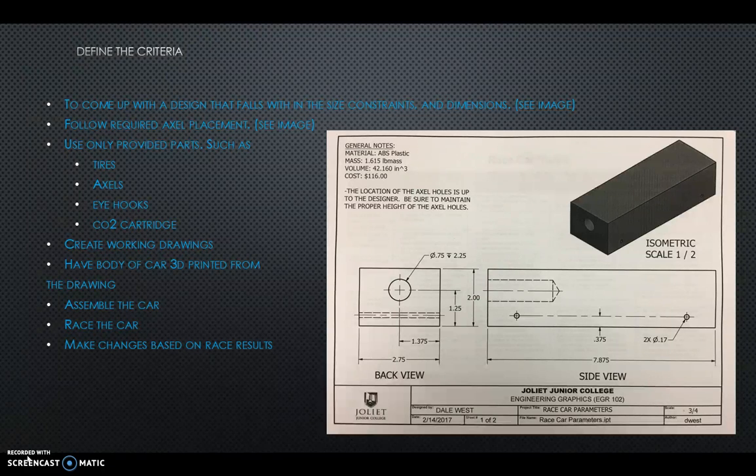Next, define the criteria. There were certain guidelines we had to abide by when designing our cars. We had to come up with a design that falls within these size constraints, follow required axle placement, use only provided parts such as tires, axles, eye hooks, and CO2 cartridge. Create working drawings. Have body of car 3D printed from the drawings. Assemble the car. Race the car. Make any changes based on the race results if needed.